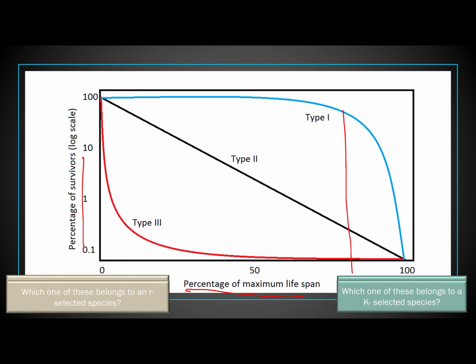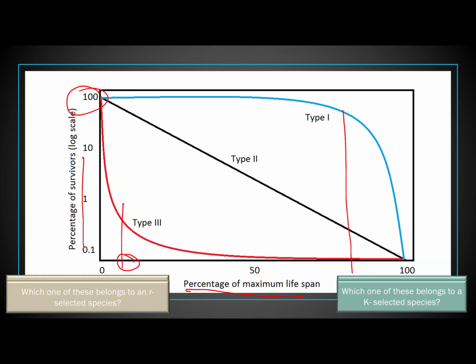Type 2 shows a steady decline in population as time goes on. So at the beginning, there's 100%, and that's going down steadily, so that half are left by 50, and by 100, everybody's gone. So you have the same chance of dying at any point on the type 2 curve. With type 3, we see the complete opposite of type 1. So we've got 100% of our individuals here, and by a very short time in our lifespan, most of them are gone.